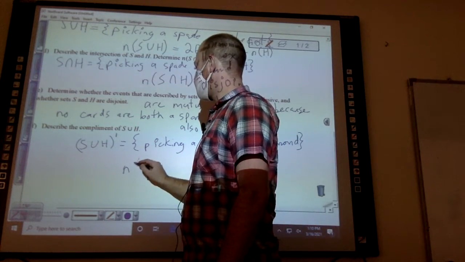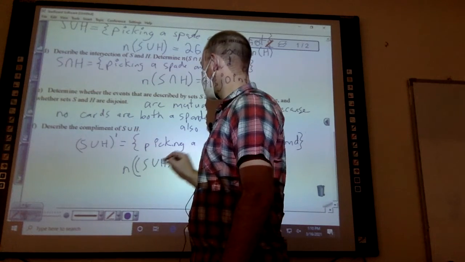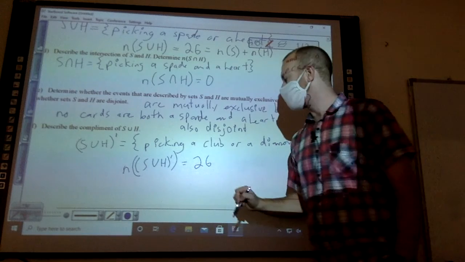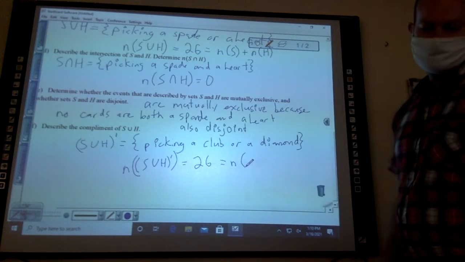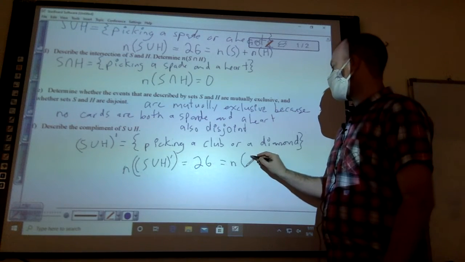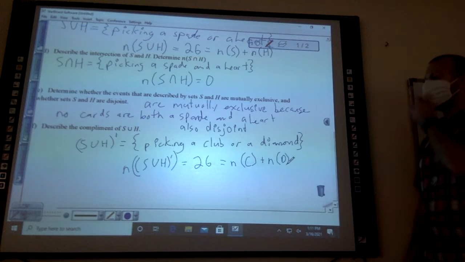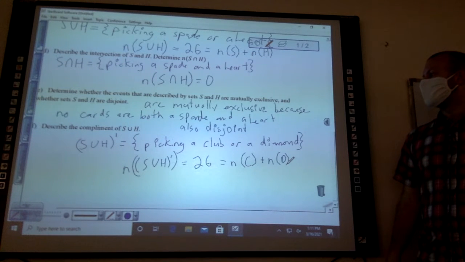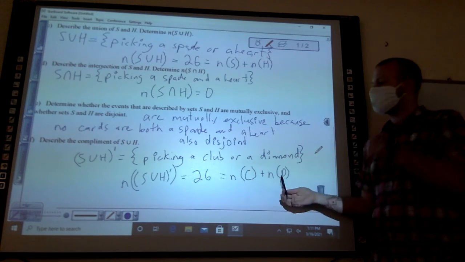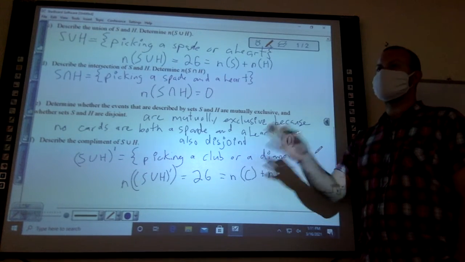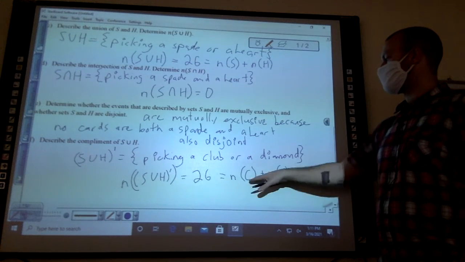So the number in this set is going to be 26. Again, where did this come from? I'll just say it's the number of clubs plus the number of diamonds. On a test, if you just indicate somewhere where the 26 came from, either say 13 plus 13, either show me the numbers you add or show me the equation, either one. This one's C, this one's D. Clubs, diamonds.